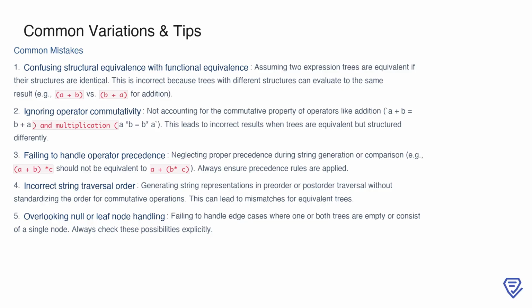Another issue arises with operator precedence. For example, (A + B) * C is not the same as A + (B * C), because multiplication takes precedence over addition. Additionally, generating string representations of trees without standardizing the order for commutative operations can produce mismatches, even if the trees are equivalent. Finally, don't overlook edge cases like null trees or trees with only a single node. These scenarios require explicit handling to ensure correctness.